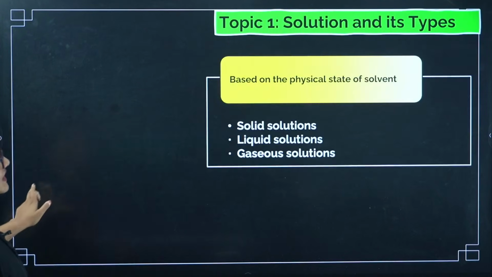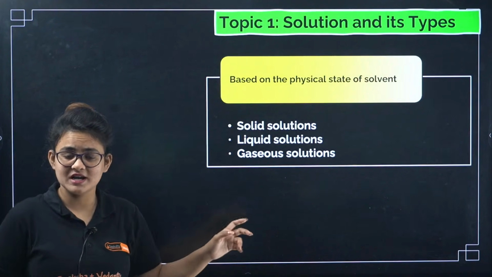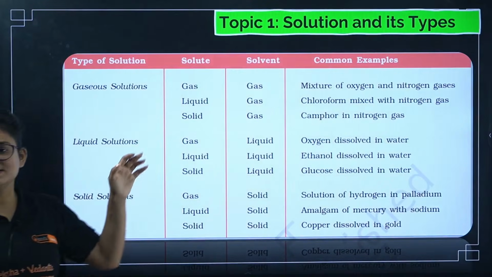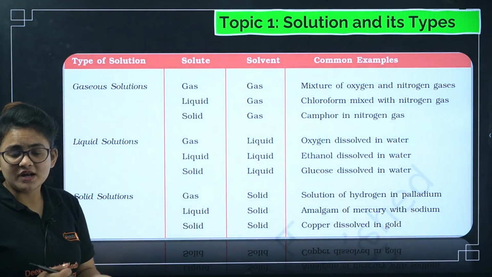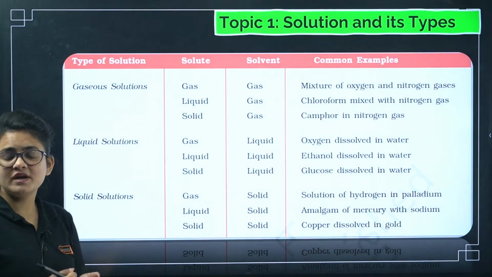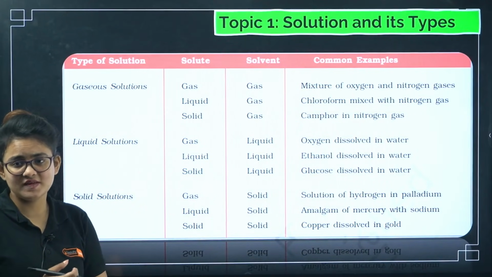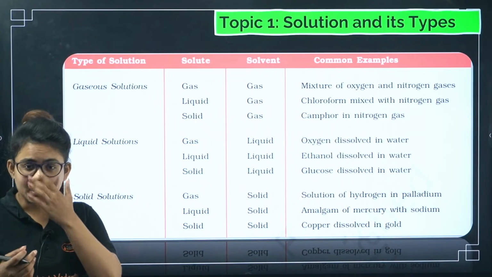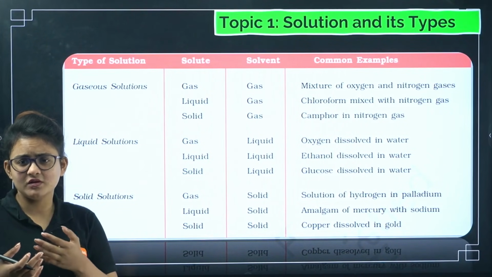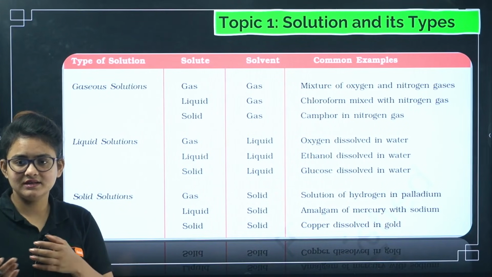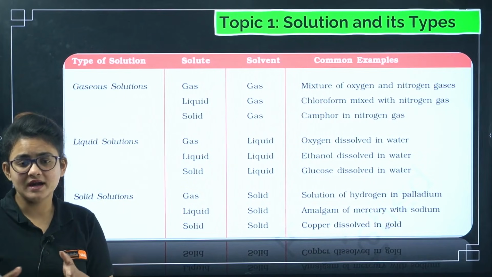Yes, so first you can see these are the types of solution that you can expect. First is solid solution, liquid solution and gaseous solution, and next you can see these are the examples of the gaseous, liquid and solid solution. Whenever you are using, let's say, a gaseous solution, your solvent must be gas and the solute can be in three different phases. And a common example for the gaseous solution can be the mixture of oxygen and other gases. For solid in gas, you can see camphor in nitrogen gas. For liquid in gas, you can get chloroform and nitrogen gas, etc.